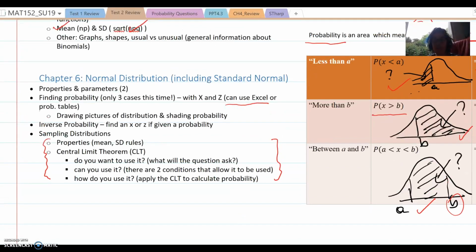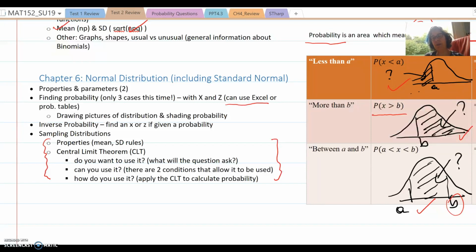The second thing, one of the most important things in this course, is the CLT, central limit theorem. The central limit theorem applies under either of two conditions, and you need to remember that. Either your population has a histogram with an approximately normal shape, or you have a sample size greater than 30. So if your histogram does not have an approximately normal shape, for example a skewed population histogram, then your sample size must be greater than 30.